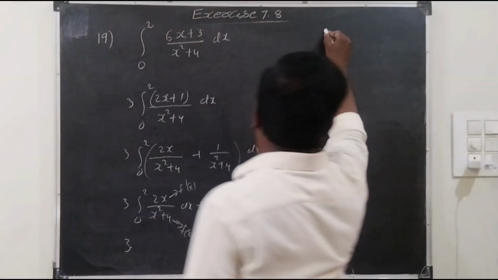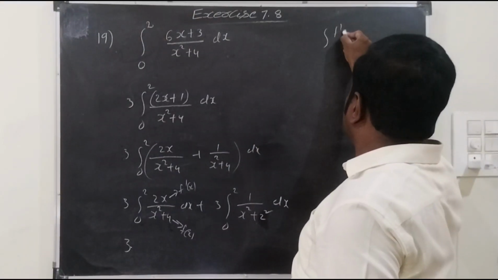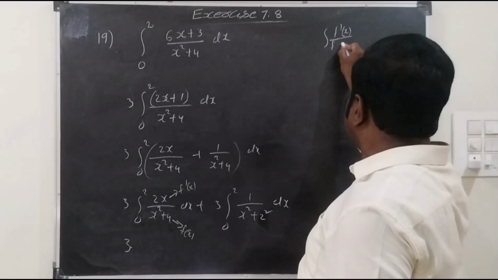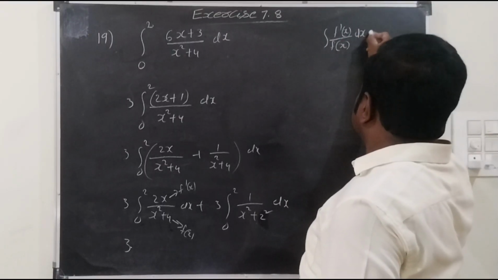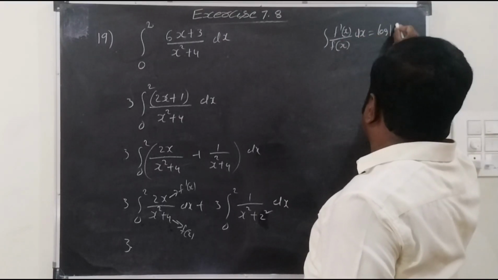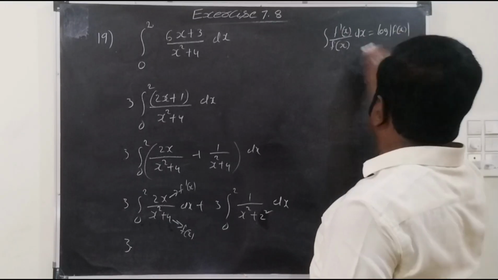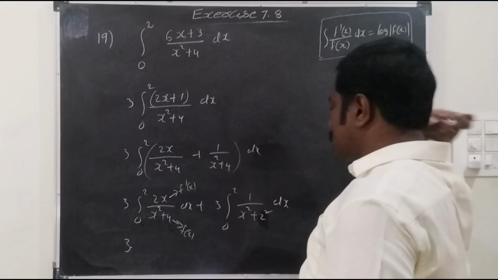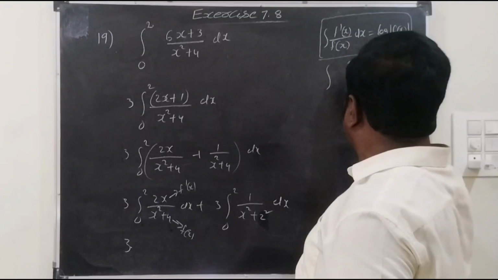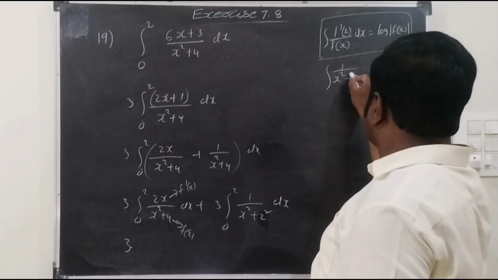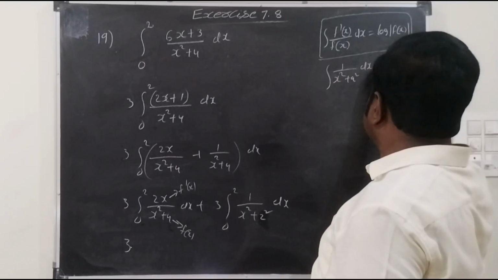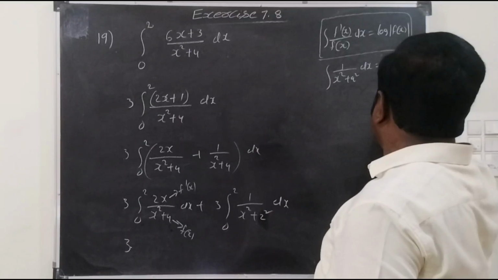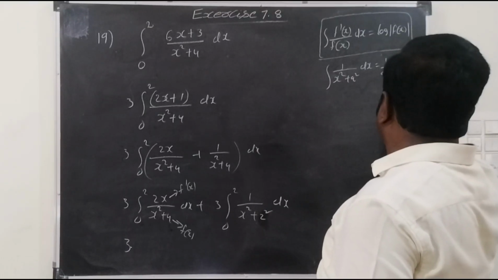We know the formula: integral of f dash of x by f of x dx is equal to log f of x. We use this formula very frequently. Next, write this formula also: integral of 1 by x square plus a square dx is equal to 1 by a into tan inverse x by a.